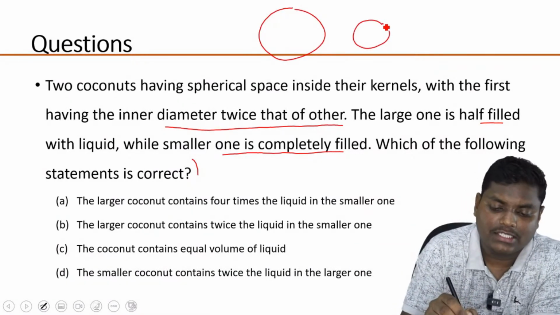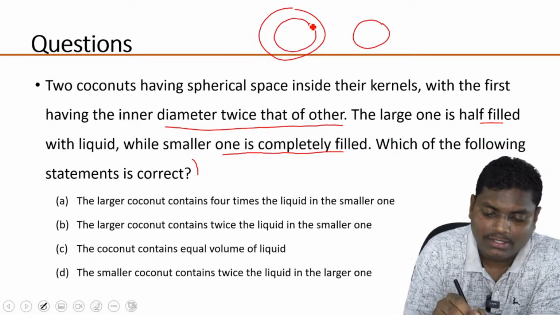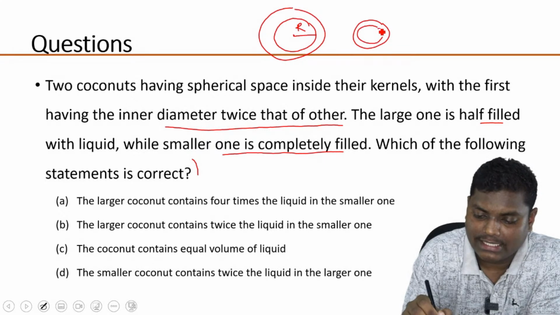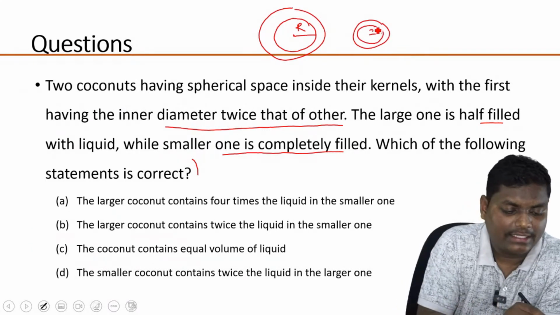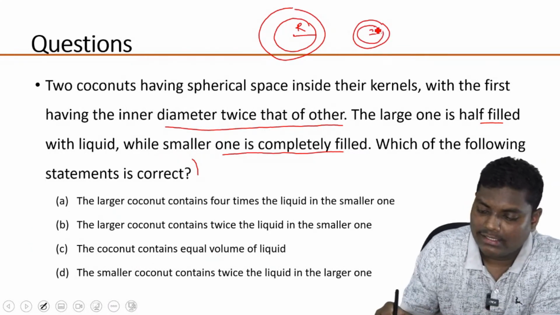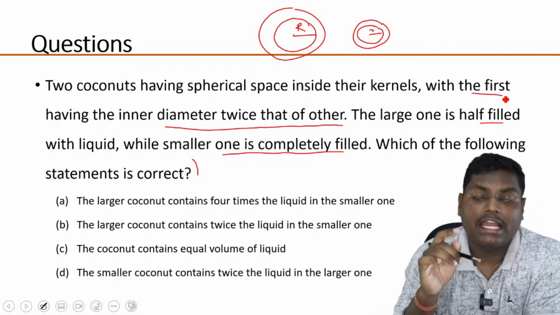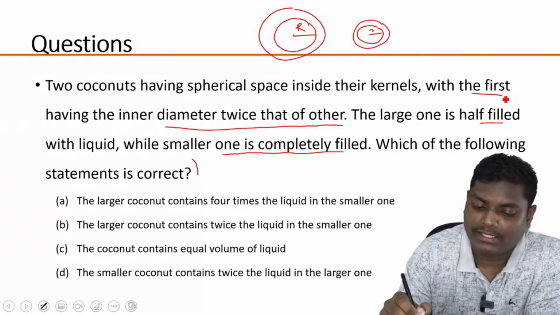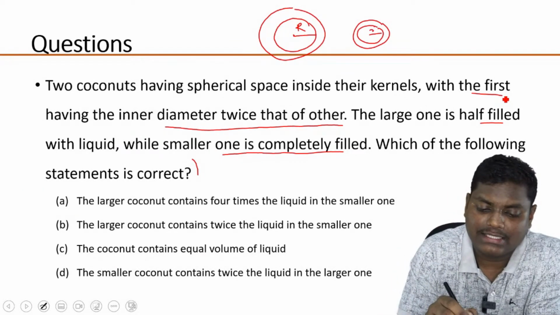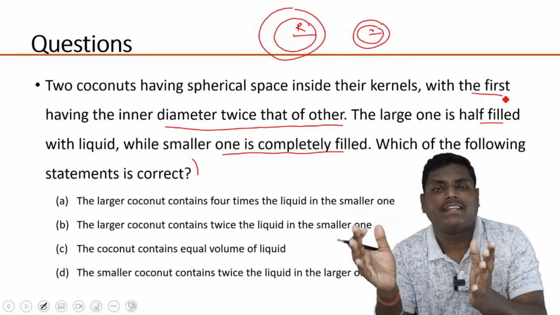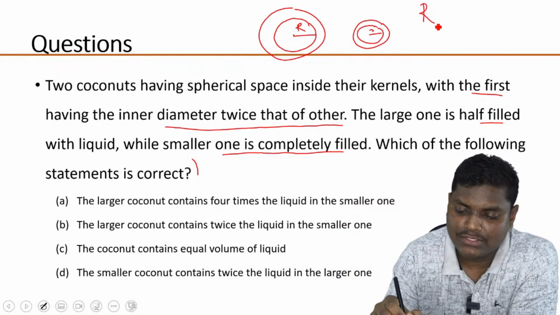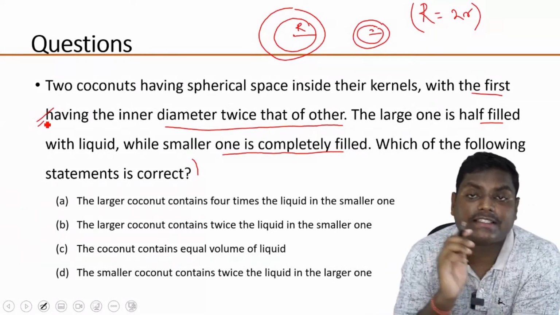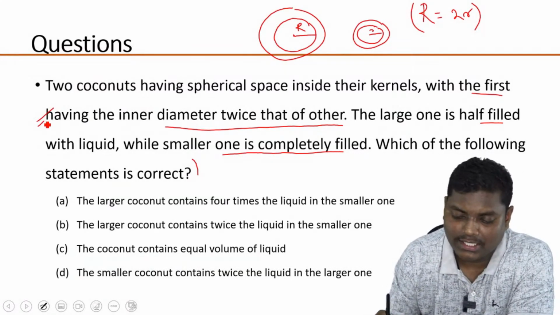For the larger one, let's consider that the radius is capital R, and for the smaller one the inside radius is small r. The question itself says that the inner diameter of the first one is twice that of the other. Since we will be comparing with respect to radius, the radius of the bigger one will be twice the radius of the smaller one. The larger one is half filled.